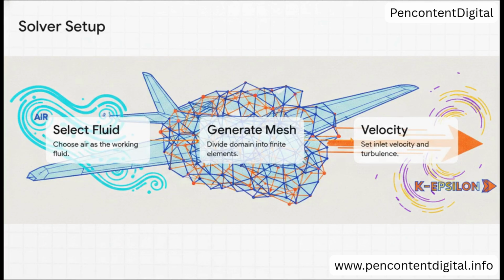Now, what's really interesting about this slide is the crucial fifth step, generating the mesh. Think of meshing kind of like throwing a giant 3D digital net over your wing and the surrounding space. It divides the entire domain into tiny, manageable, finite elements that the computer can then individually calculate. You'll also need to select your fluid, which in this case is air, obviously, and finally, set your inlet velocity to match specific flight speeds and define your turbulence parameters using models like the K-epsilon model.